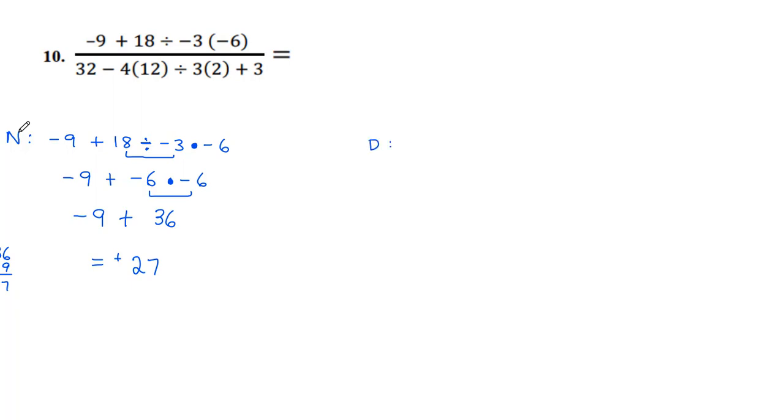For the denominator, I have 32 minus 4 times 12 divided by 3 times 2 plus 3. I've got subtraction, multiplication, division, multiplication, and adding. I'm going to need to multiply and divide left to right. So my first step is going to be negative 4 times 12. Or you can see it as just 4 times 12. Maybe I'll do that. So that's going to be 48. And then we write that 32 minus 48.